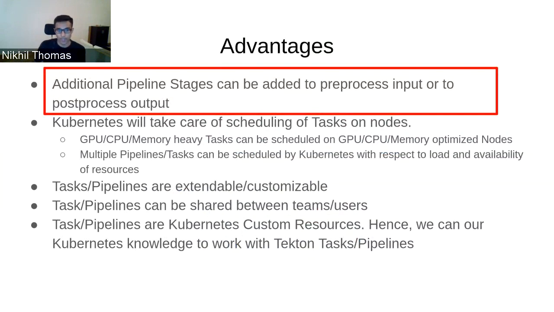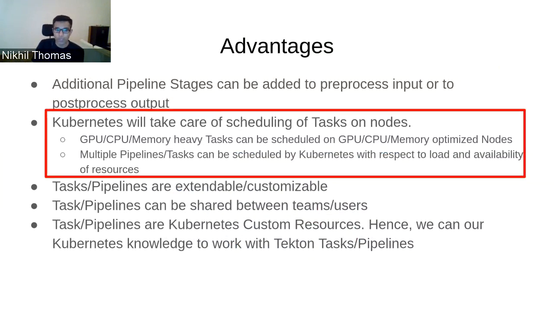The advantage here is that the Tekton pipeline task can be expanded or extended. That means we can add more steps into the task, or we can combine multiple tasks and create a pipeline. So we can add more steps like pre-processing of input or post-processing of output, etc. And it's very convenient and easy. And in this case, Kubernetes will take care of scheduling of tasks on nodes.